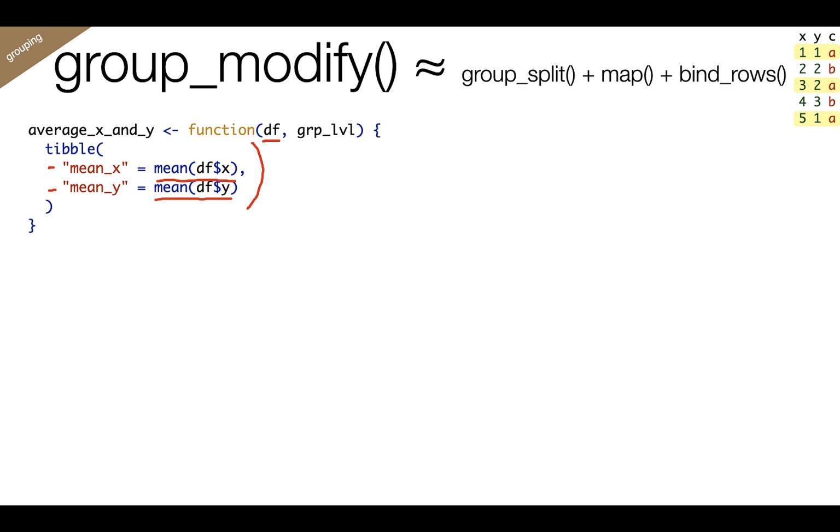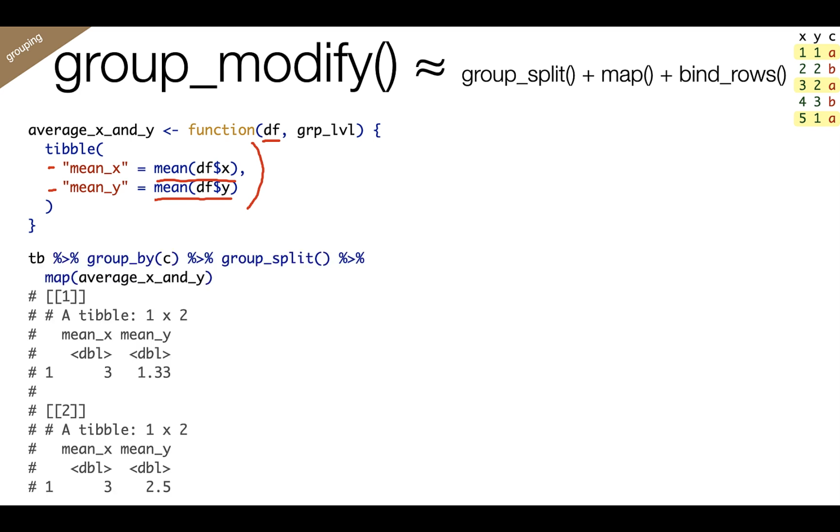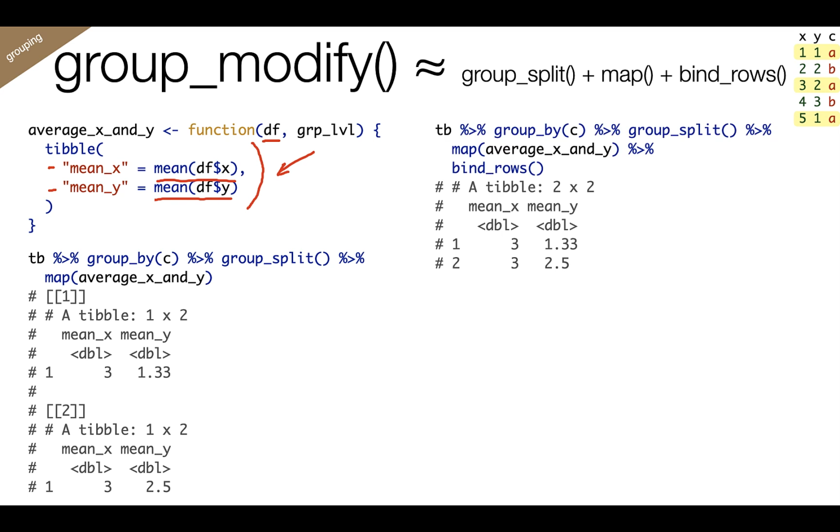Now I can use this function in the following way. I'll take my tibble, I'll group by C, I'll group split, so now I have a list of tibbles, and then I'll use purrr's map function to map average x and y onto those tibbles. The result, of course, is going to be a list of two tibbles of this form. They're going to have columns mean x and mean y, and they're going to compute the average x and y for each of the tibbles that are homogeneous in their C value. Of course, what I would want to do next is probably just combine those into one tibble.